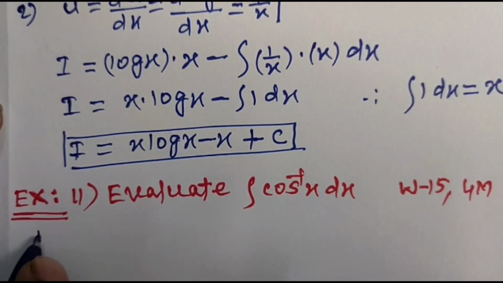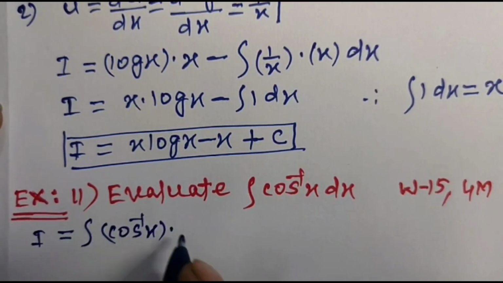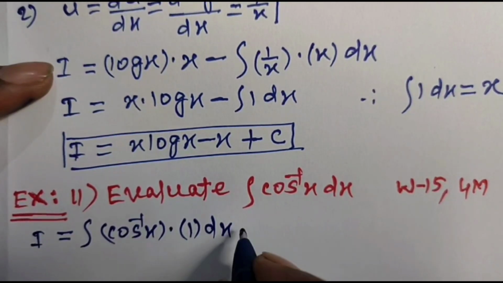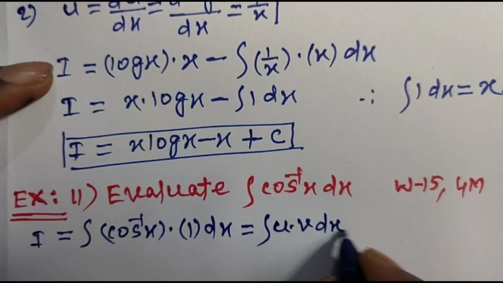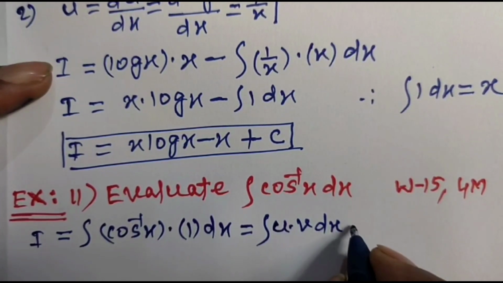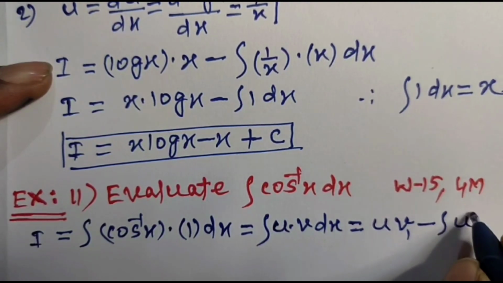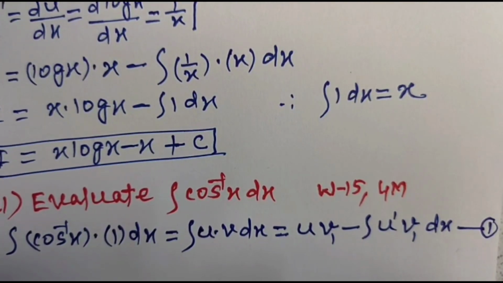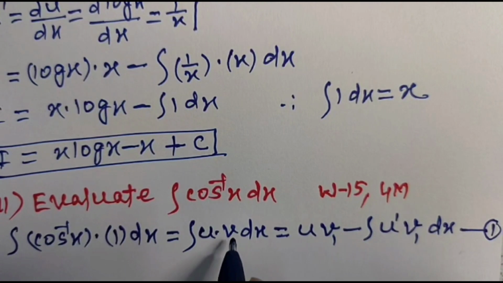So I is equal to the integral of cos inverse x, this is the first function, and the second function will be 1, with respect to x. Comparing this integral with the integral of u into v with respect to x, we apply the by parts method. The formula for the by parts method is u v1 minus the integral of u dash v1 with respect to x. This is suppose equation number 1. Now we have to find out u dash and v1 only.